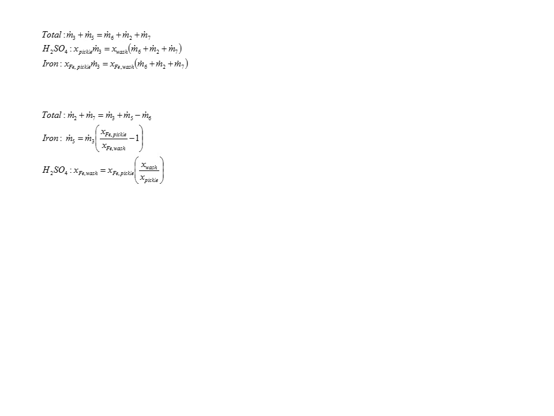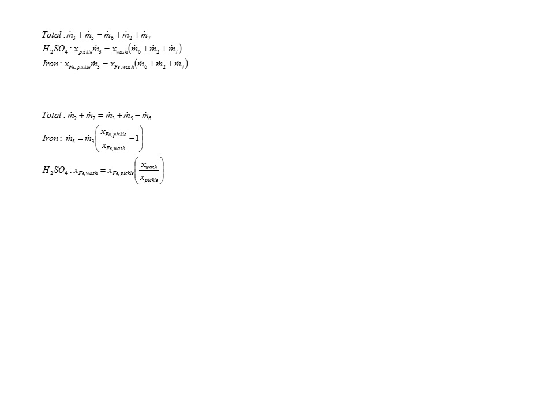And doing a sulfuric acid balance, I can determine what the iron mass fraction in the wash solution is, given by that of the pickle solution multiplied by the mass fraction of sulfuric acid in the wash solution divided by the mass fraction of sulfuric acid in the pickle solution.